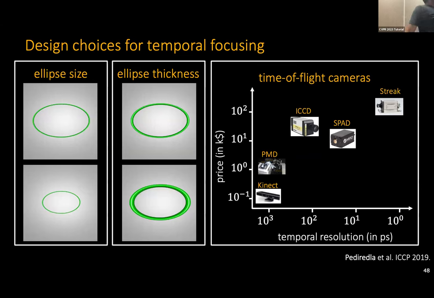It raises the question: I have so many design parameters now. What should be the thickness of this ellipse? Because if I increase the thickness of the ellipse, in some sense, I'm getting more light from out-of-focus voxels. And should I use large ellipses or small ellipses? And there are several time-of-flight cameras on the market. Which time-of-flight camera should I use for a specific design constraint? All these are important questions that cannot be analyzed analytically. So we used the time-gated renderer that we built in the previous section to optimize for the specific case. Does that make sense? Any other questions?